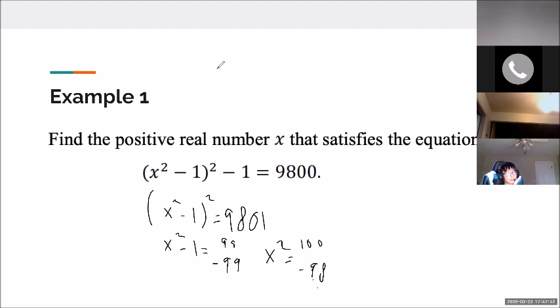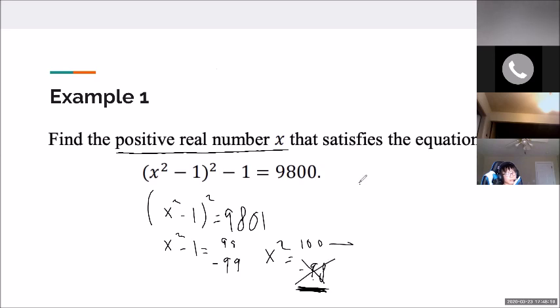You might wonder, this is minus 98. Does that mean that x can be a complex number? Well, it cannot. Let me explain why. Let's read the problem over here. It says positive real number. That means that x squared can't be a negative number. So the only case is x squared equals 100.